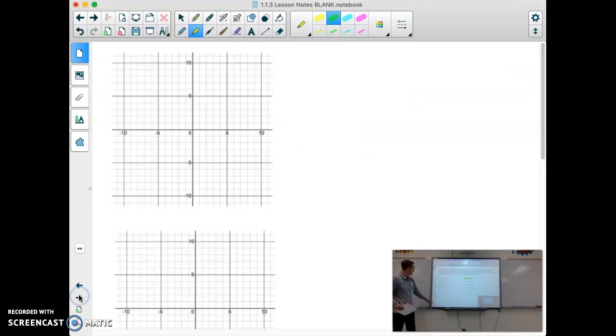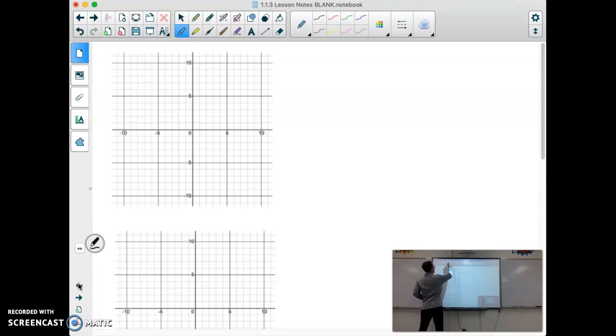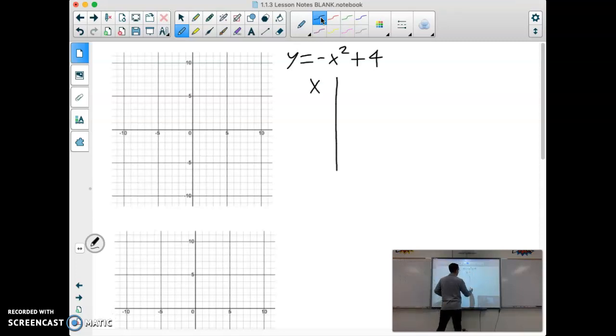So let's go to some graph paper here. Back page. So let's go and write our function. Our function again is y equals negative x squared plus 4. So we need to graph this function. I think the best way we can do this is to make a little t-chart of x and y values.